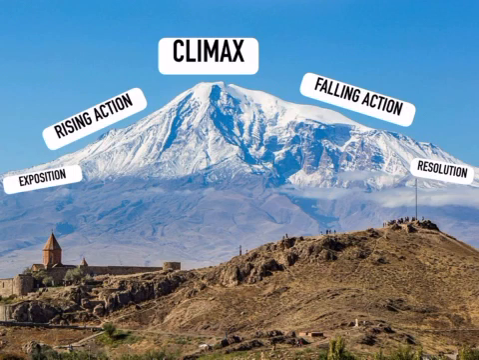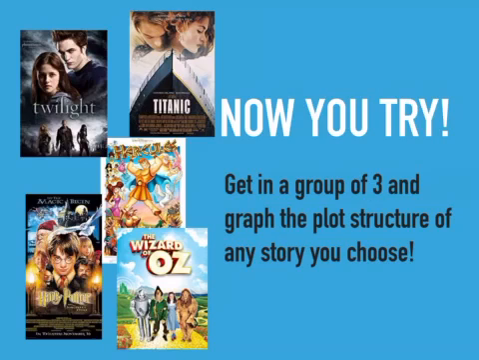And then, once all the intensity has died down, we get to the falling action. We begin to slope back down the mountain, we tie up those loose ends, and we get to the end of the story. So, now, you're going to try it. So, I want you to take one of your favorite stories and graph the plot structure of that story.